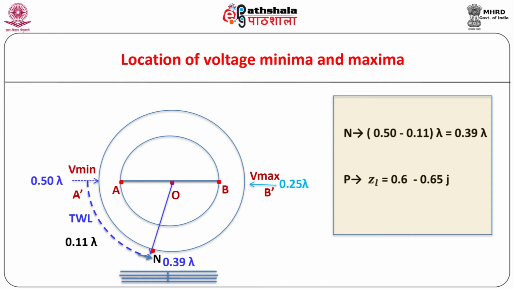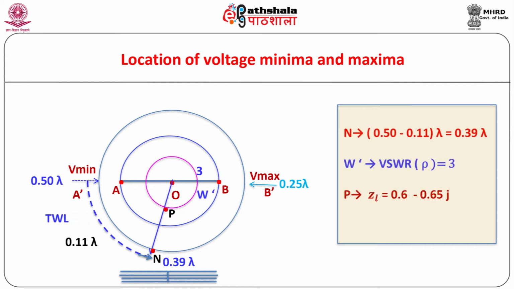Hence, in this problem, the first Vmin under short circuit condition is located at A. When the line is loaded, the location of this Vmin shifts through a distance of 0.11 lambda towards the load. Hence, from A, move a radial distance of 0.11 lambda along the distance scale towards the load, that is in the anti-clockwise sense, to reach the point N. Join the points N and O. Draw a VSWR circle, that is the circle of radius rho equal to 3 with O as its center.